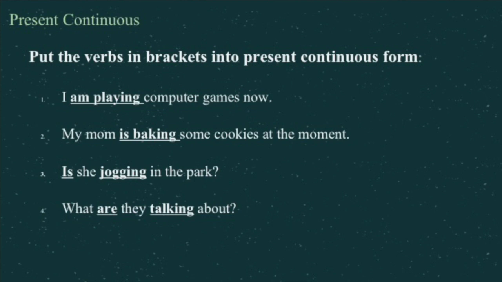The last one, it is a question too. So before the subject they, we'll write are, and then we add -ing to the verb talk. So we will have, what are they talking about?